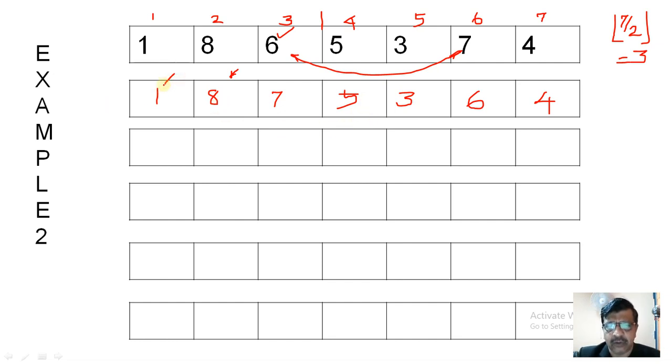Then the probe will go to 1. So the array will remain something like this: 1, 8, 7, 5, 3, 6, 4. The probe will go over here, and his children are this one, 8 and 7.